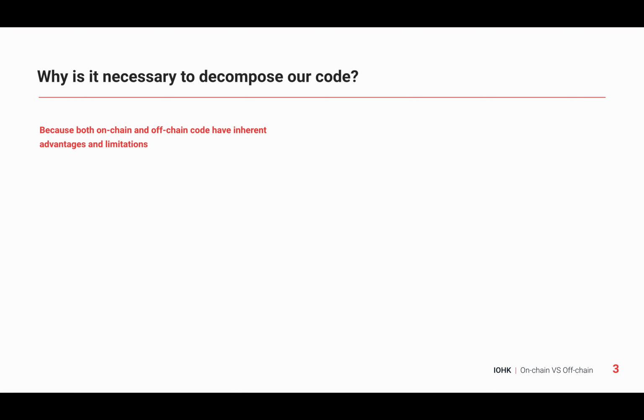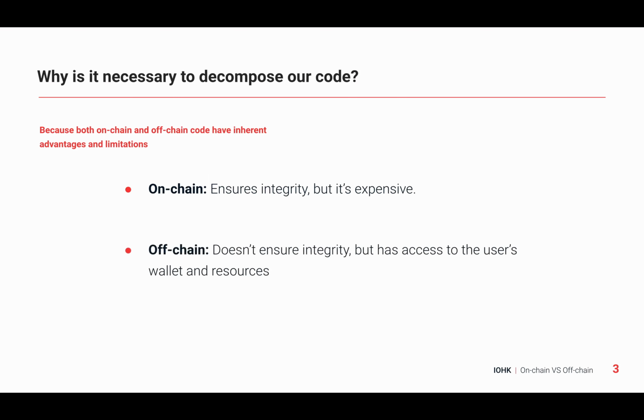Well, because both on-chain and off-chain code have inherent advantages and limitations. On-chain code ensures integrity, but it's expensive. And off-chain code doesn't ensure integrity, but has access to the user's wallet and resources.